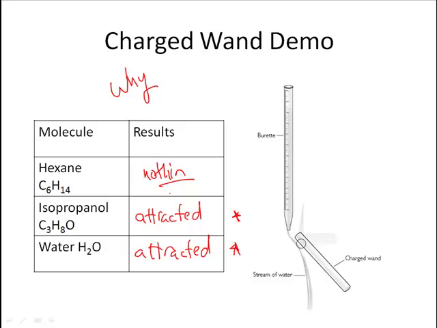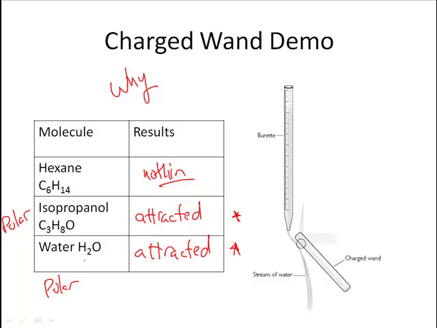That's good. So why is it? What's going on? What's happening in this case? We've got hexane, we've got isopropanol, we've got water. What could be happening? Yes, what do you think? Water is polar, and I'm guessing isopropanol is too. Okay, so water you think is polar, and you're guessing that isopropanol is polar as well.